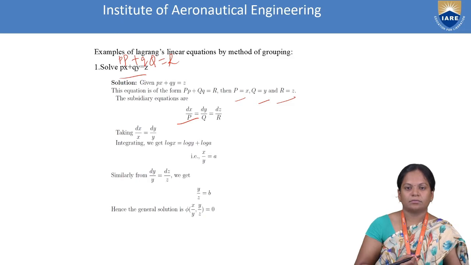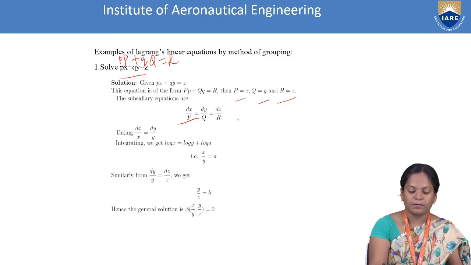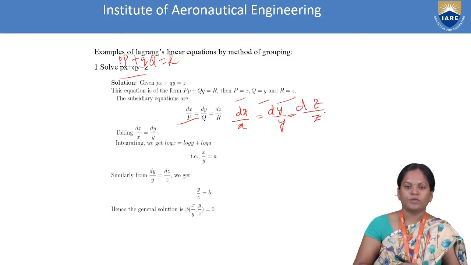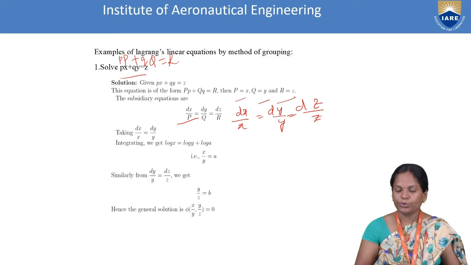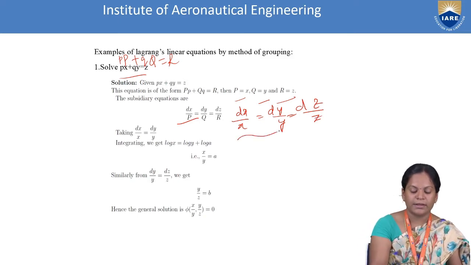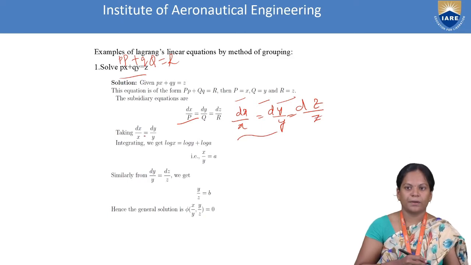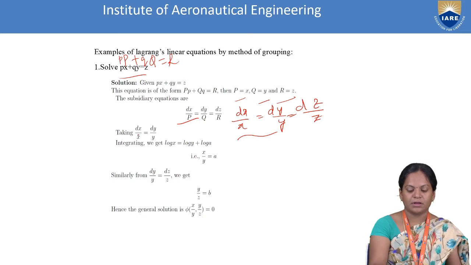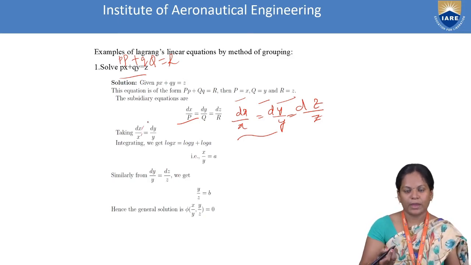Now we will consider any 2 fractions. So here we have dx by x, one more is dy by y, and the third one is dz by z. So we can consider any 2 of the equations. I am considering the first and second ones, those are dx by x, dy by y. Integrating, we can directly take integration. Here the variable is x, we will take the integration with respect to x only.